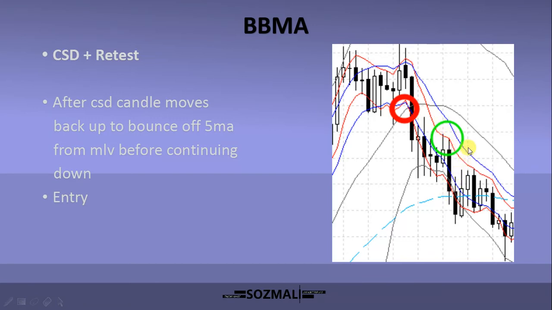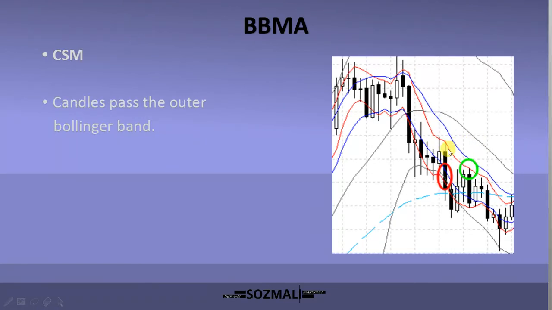But then that's not all. After CSD, by crossing the 5 MA and middle Bollinger Band, then coming up for a retest, eventually the chart will also cross the outer Bollinger Band. Now if this was like a W formation, it could be the upper Bollinger Band, but since it's an M formation, it's the lower Bollinger Band, and this is called CSM, right?